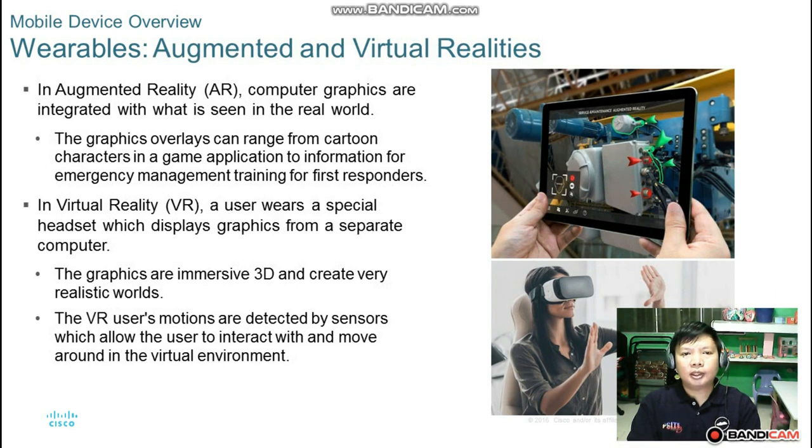In augmented reality, or AR, computer graphics are integrated with what is seen in the real world. The graphics overlays can range from a cartoon character in a game application to information for emergency management training for first responders. In virtual reality, or VR, a user wears a special headset which displays graphics from a separate computer. The graphics are immersive 3D and create very realistic worlds.